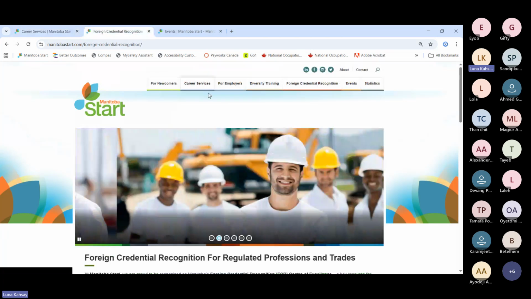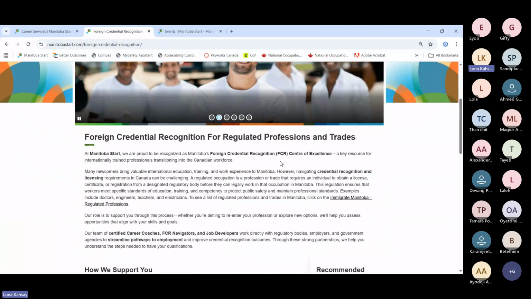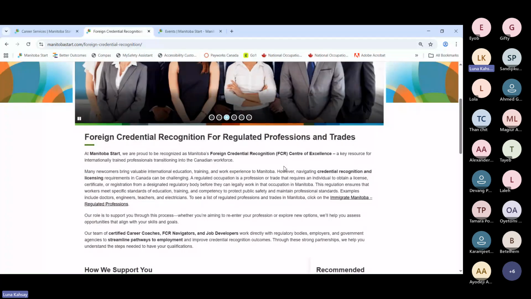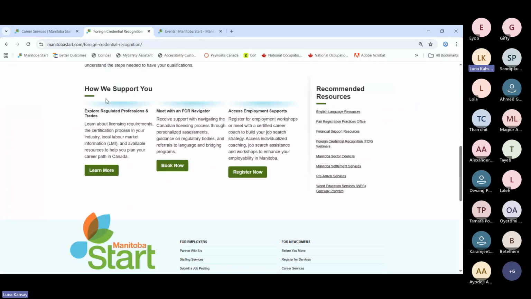Moreover, for those of you who are under foreign credential recognition, maybe internationally educated professionals, or in a profession that needs to be regulated in Manitoba, we do have a website designed for you with resources and all the licensing bodies as well. So go learn more about those, or book an appointment with the FCR coordinator navigator to learn more about how you can regulate your profession here in Manitoba.